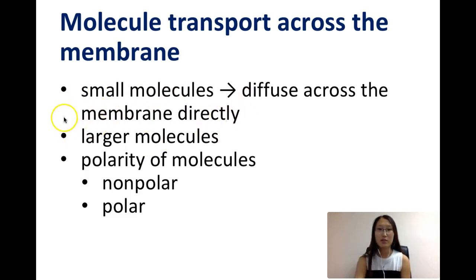If you have a larger molecule, instead of going directly through the membrane, something called endocytosis or exocytosis would happen. We'll go over that in the next video a little bit more. But basically, this is your cell membrane. If a large molecule needs to go out of the cell, instead of going through directly because it's too large, a vesicle surrounds this molecule, fuses and becomes a part of the cell membrane, and allows that molecule to go out of the cell.